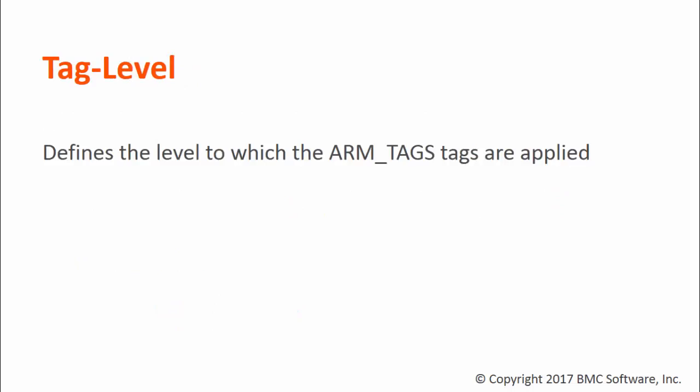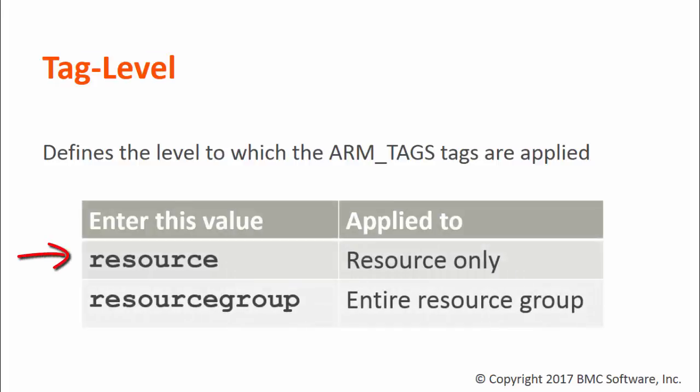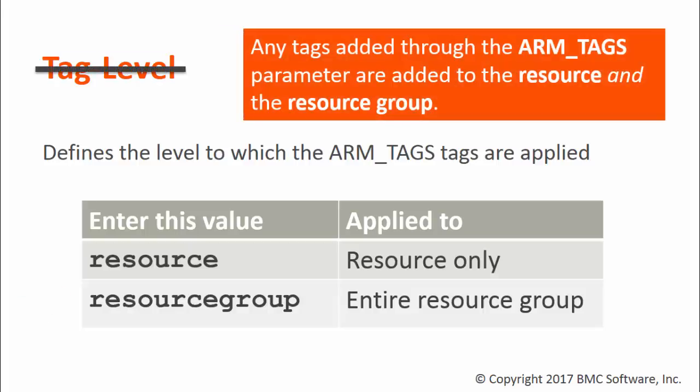The tag level parameter defines the level to which the ArmTags tags are applied. If you enter a value of resource, the tags are applied to the resource only. If you enter a value of resource group, the tags are applied to the entire resource group. If you do not define the tag level parameter, any tags added through the ArmTags parameter are added to the resource and the resource group.